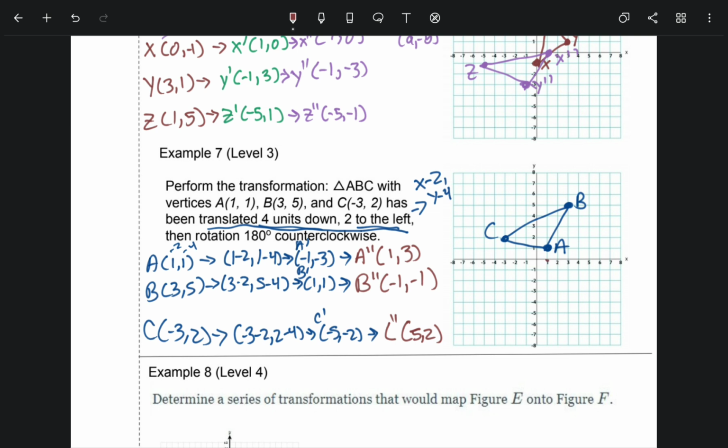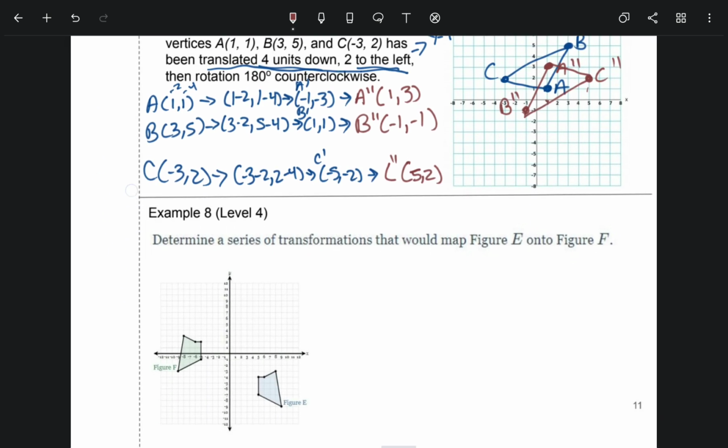So the image of A is right here at (1, 3). The image of B is at (-1, -1). And the image of C is at (5, 2). And you are done. So those are level 3s.